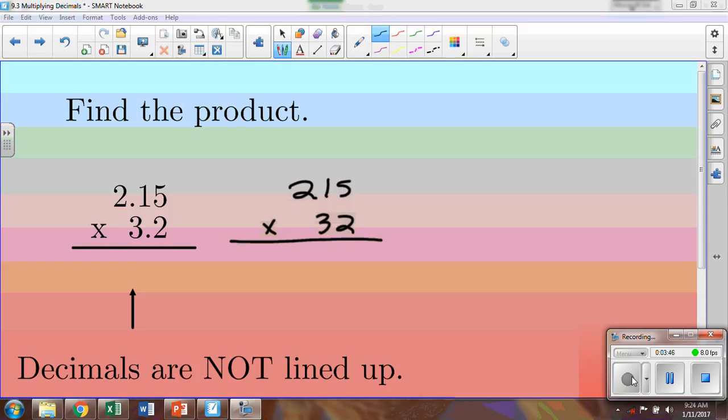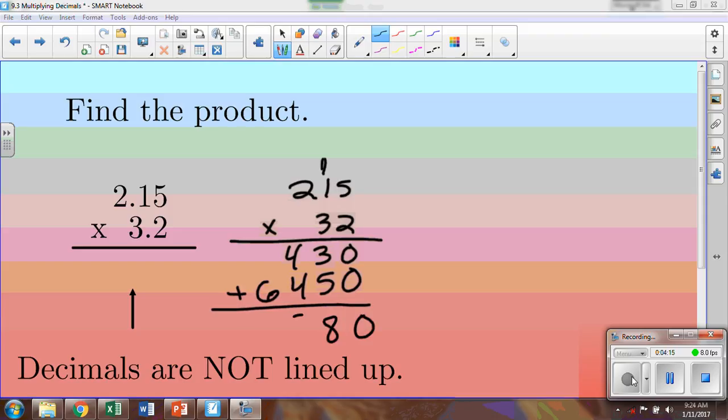Multiply 215 times 32 any way you choose. If you choose to use the standard method, we can take 5 times 2 to get 10. 2 times 1 is 2, plus 1 gives us 3. 2 times 2 is 4. Use our automatic 0. 5 times 3 is 15. 1 times 3 equals 3, plus 1 gives us 4. 3 times 2 is 6. And you already know this standard algorithm. We can just add them up: 0, 8, 8, 6. And then we see that 215 times 32 equals 6,880.